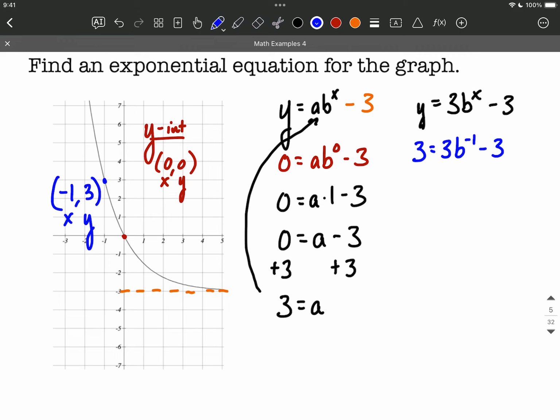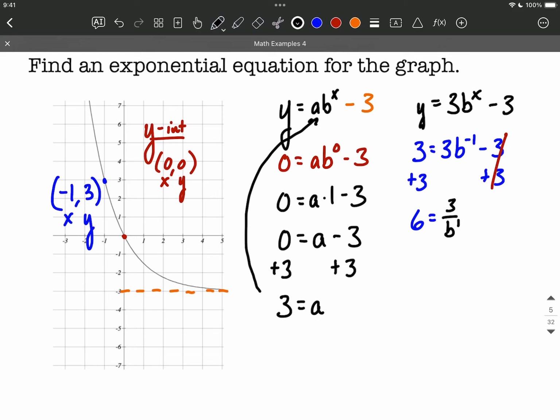There are a lot of 3's floating around in our equation, but that's okay. We have this one unknown remaining. We don't know what b is, but we can solve for b because everything else is numbers. My first step is to move this 3 from the end to the other side by adding 3. On the left side, 3 plus 3 makes 6. On the right-hand side, these 3's cancel out, and I'm going to rewrite 3 times b to the -1st power as 3 over b to the 1st power. Using that rule about exponents, you can make it positive by moving it from numerator down to the denominator.